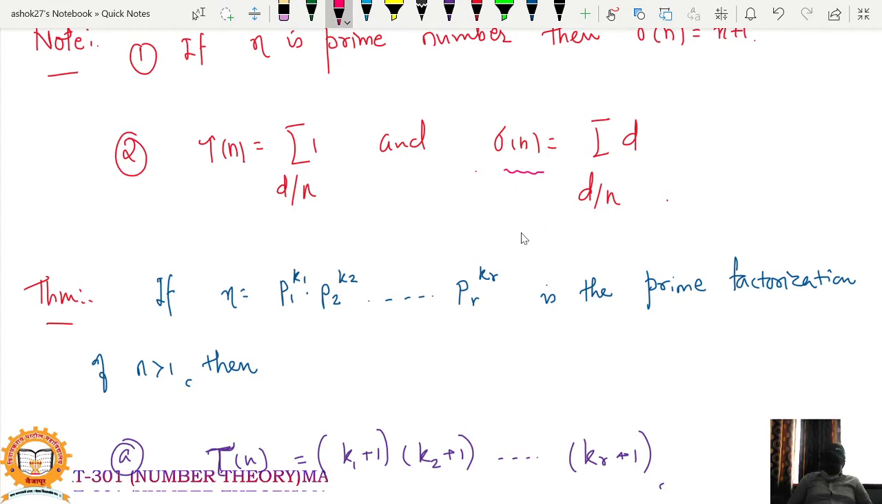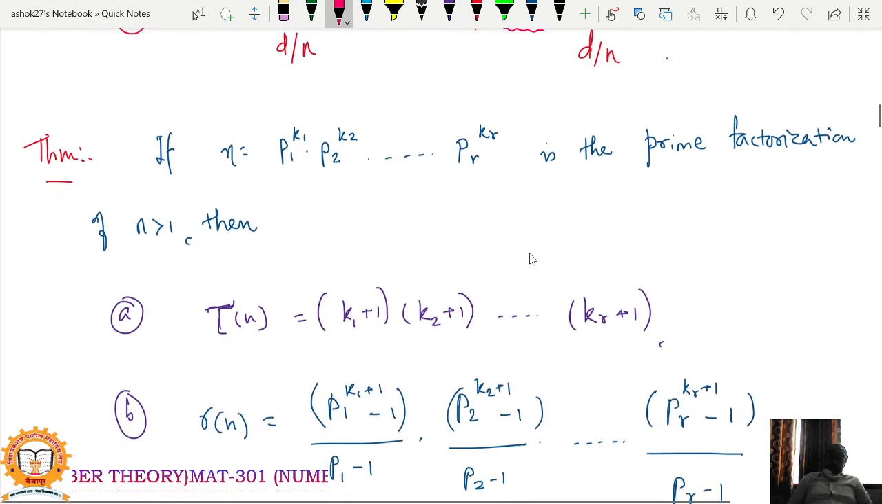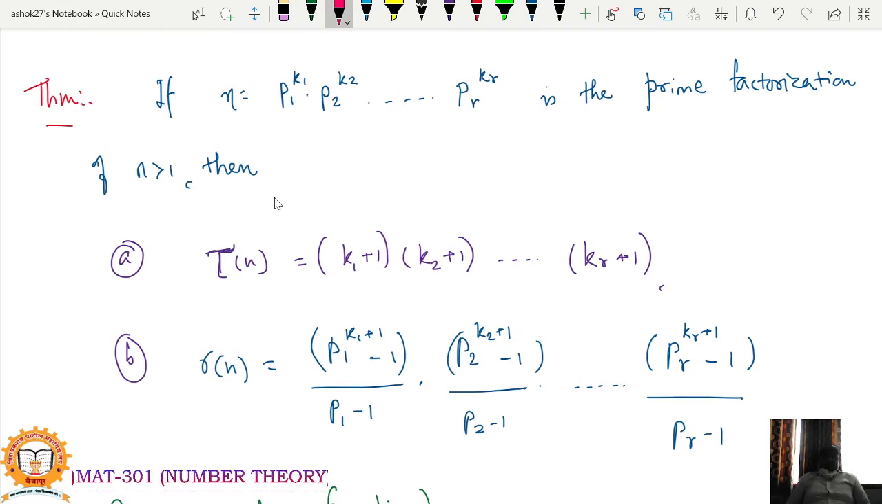So next, there is a theorem. It is nothing but a formula to calculate sigma n and tau n for any integer if you have its prime factorization. So if n equal to p1 raised to k1, p2 raised to k2, up to pr raised to kr is the prime factorization of n, strictly greater than one, then what is tau n? So tau n is nothing but, see, in tau n we are just taking the powers of these primes in the prime factorization. So (k1 plus 1) into (k2 plus 1) into up to (kr plus 1). So this multiplication is nothing but tau n.